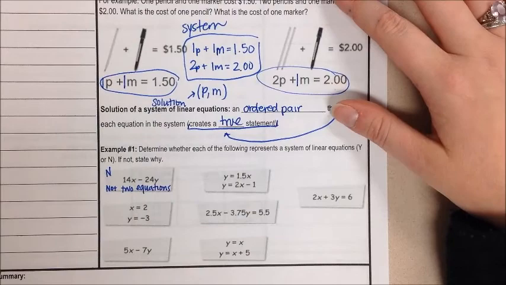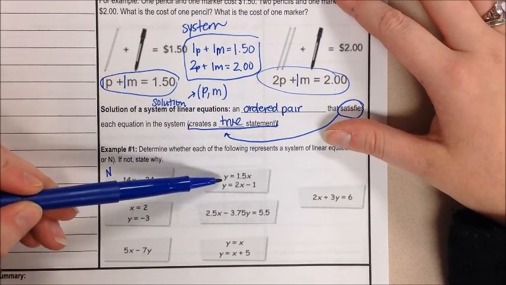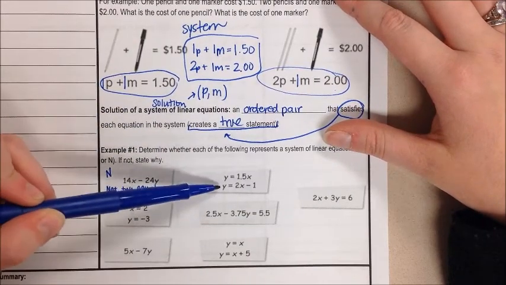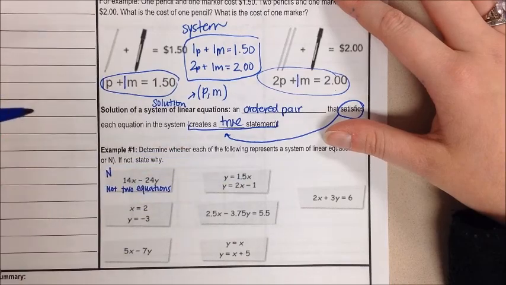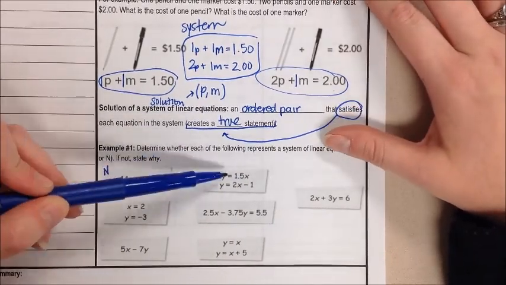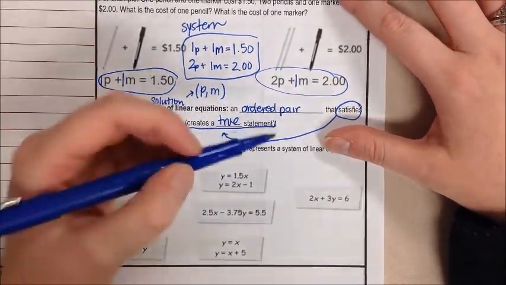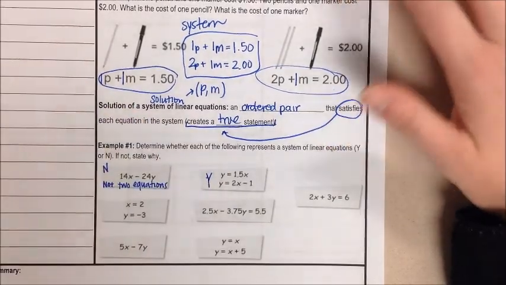Okay, this second one, y equals 1.5x. That's an equation. y equals 2x minus 1. That's an equation. That's good. Are they the same variables? Yes, y and x, so that is a yes.